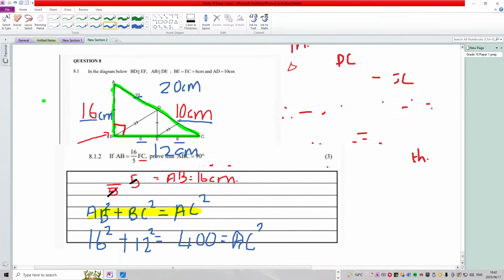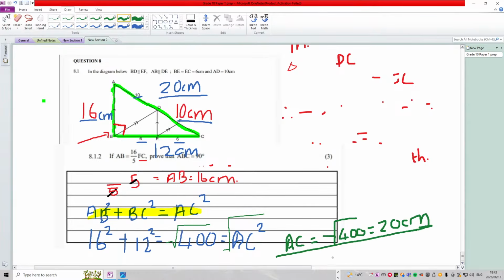And if we do find AC to be 20, then we can say that the triangle is 90 degrees. So we have AC squared equals 400. For me to solve for AC, I square root 400 on both sides. And I can safely say AC is equal to the square root of 400, which is 20 centimeters. Therefore, we can say that angle P is equal to 90 degrees.